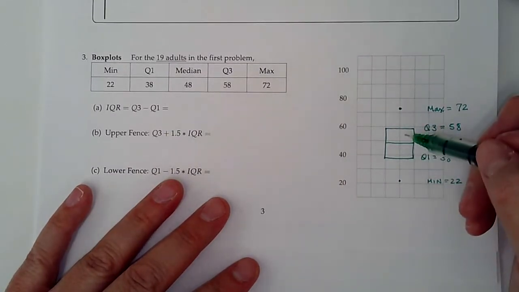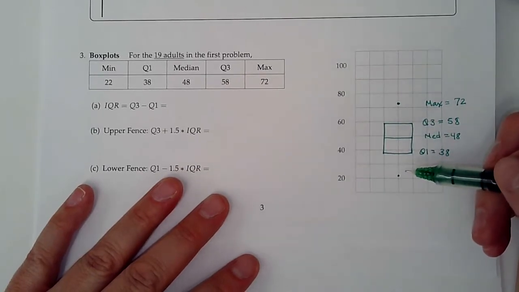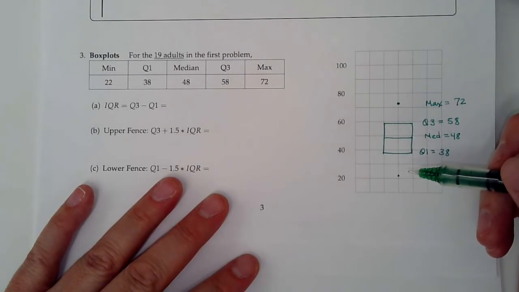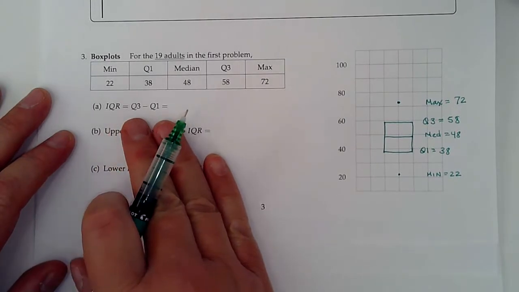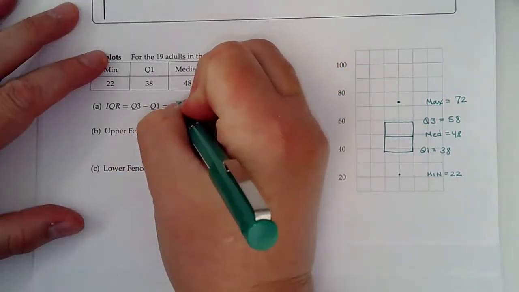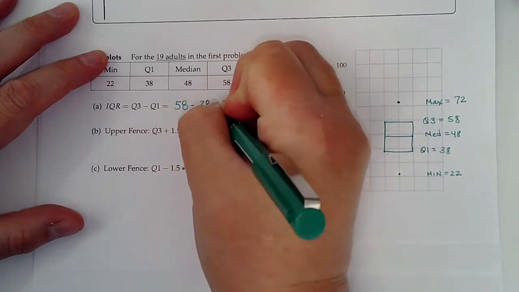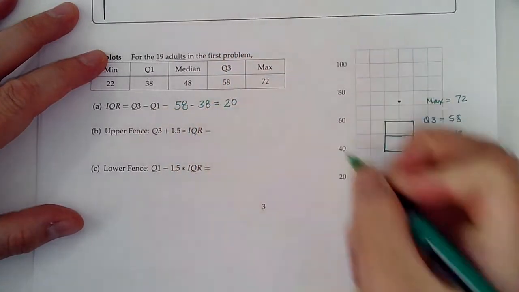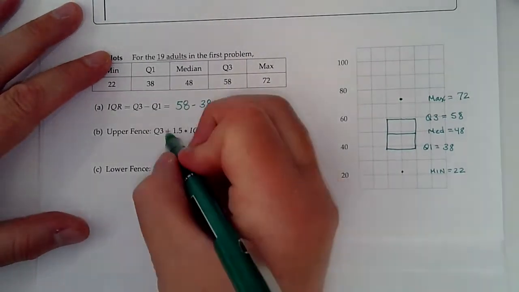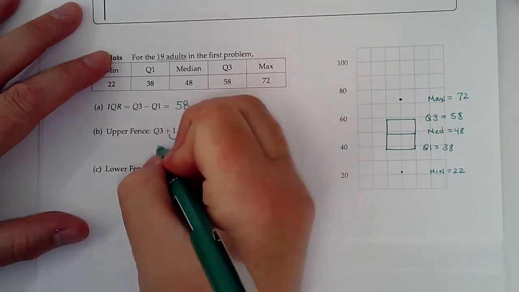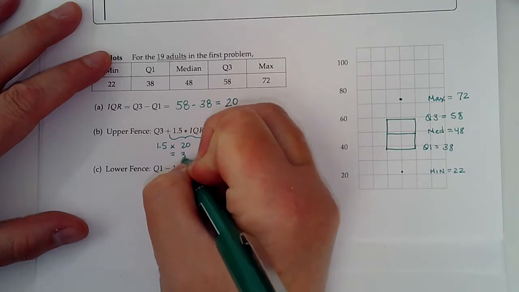What I need to do now is figure out if either the min or the max is an outlier. So I'm going to use that 1.5 times the IQR rule to figure that out. So I'm going to start by finding the IQR. So that's Q3 minus Q1. So 58 minus 38. So that gives me an IQR of 20. And then 1.5 times the IQR. So 1.5 times 20 is equal to 30.